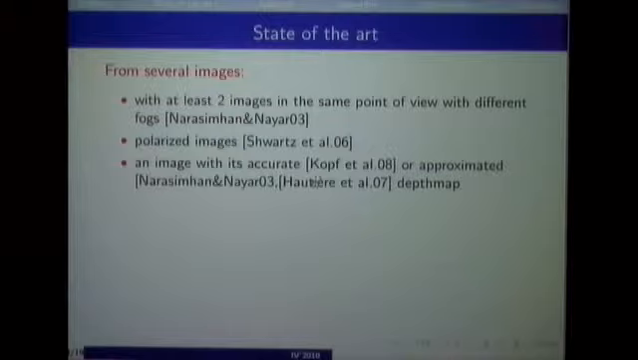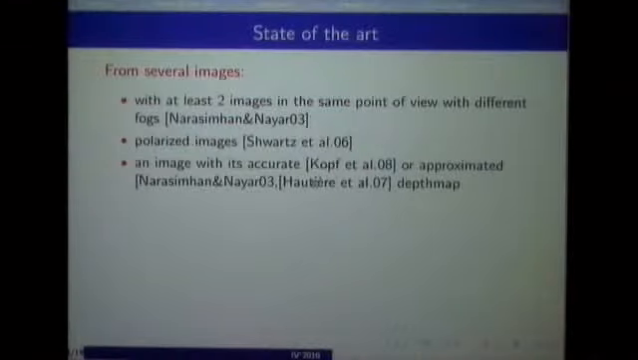So let's look at what was done previously. The first work on visibility restoration was done by Narasimhan and Nayar in a very interesting paper in 2003. But they were using two images with different fogs. There were also other solutions proposed with polarized images, so you still have several images. It was also proposed to use an accurate or an approximate 3D model. But as you can guess, these techniques are difficult to apply in the case of a moving camera, as we have in intelligent vehicles.